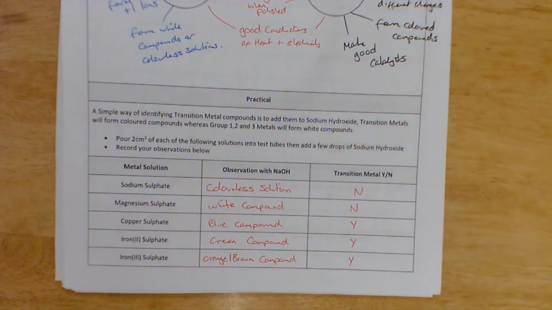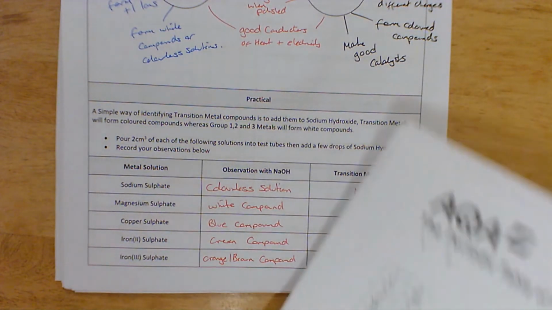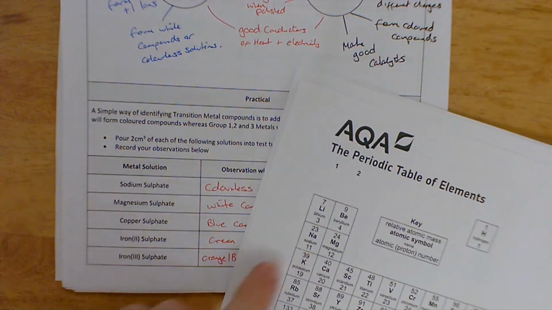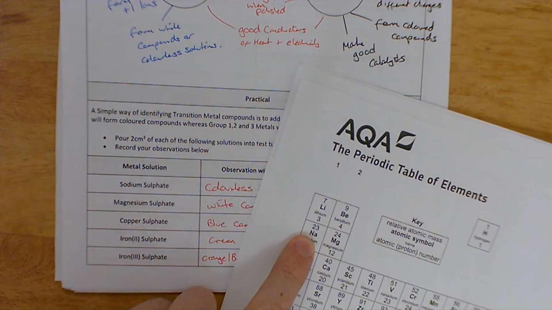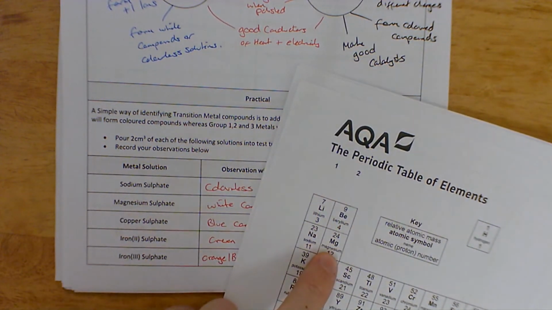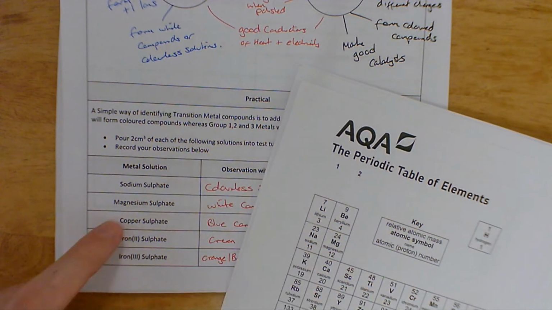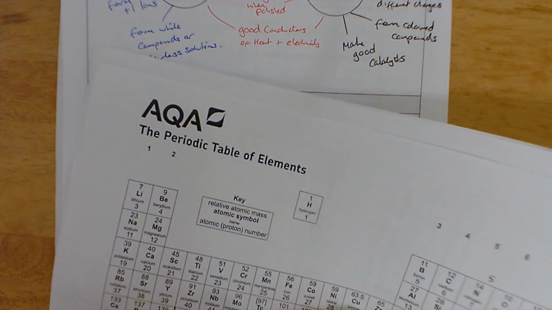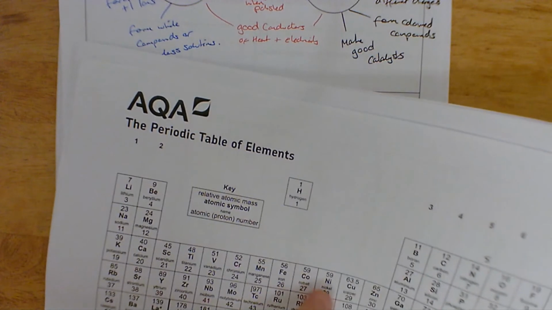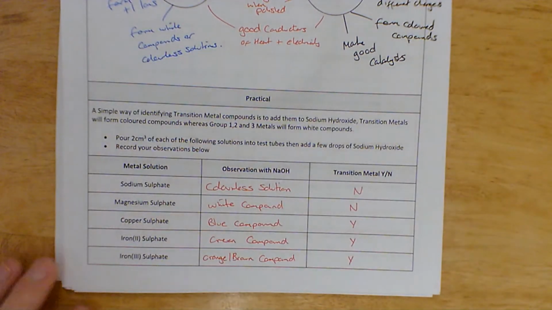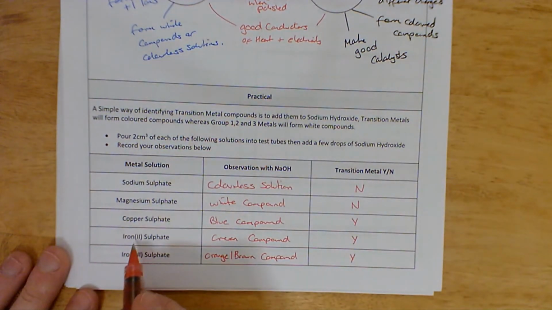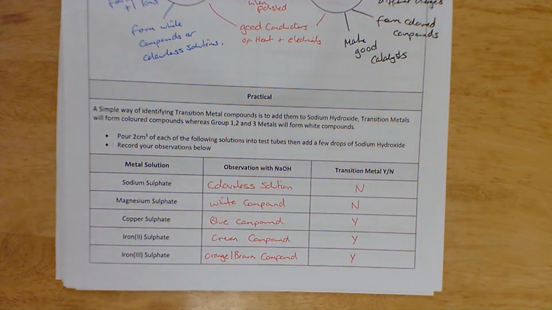And we can cross-reference those to the periodic table. Well, sodium is in group 1, not a transition metal. Magnesium is in group 2, not a transition metal. But copper and iron, both transition metals. And also the iron is able to have ions with different charges because it is a transition metal.